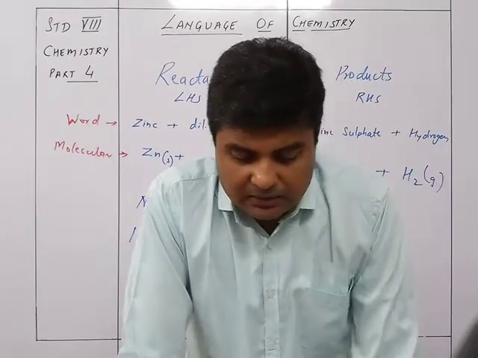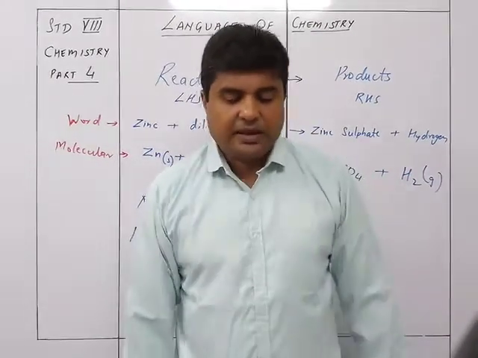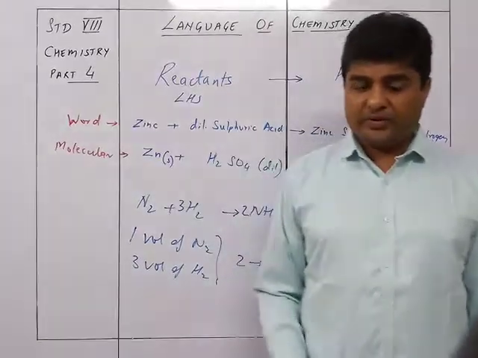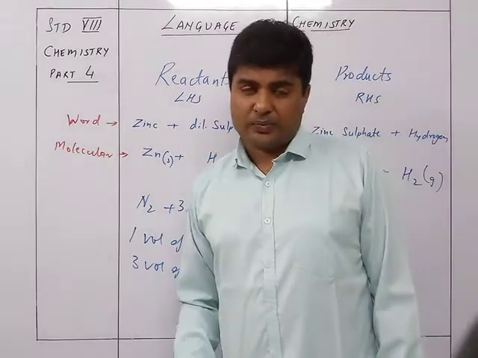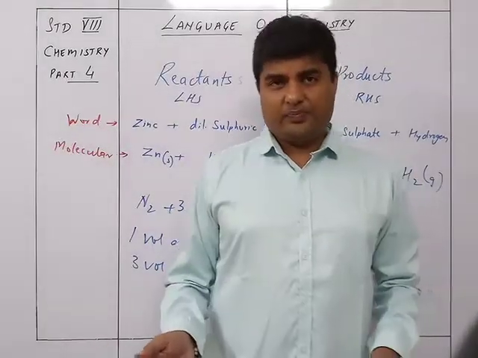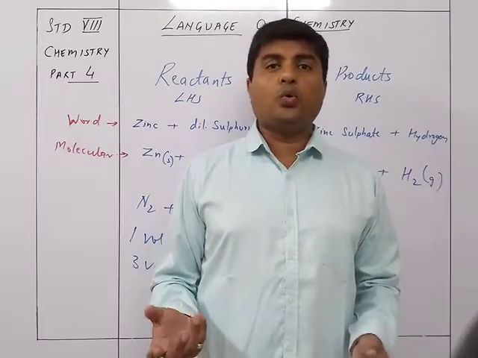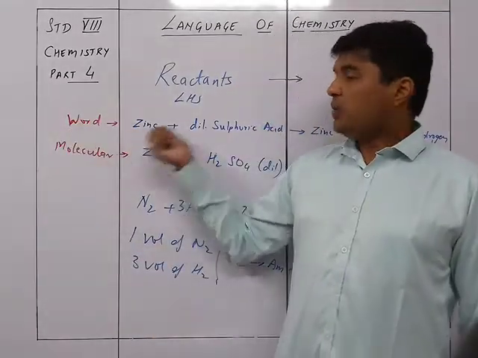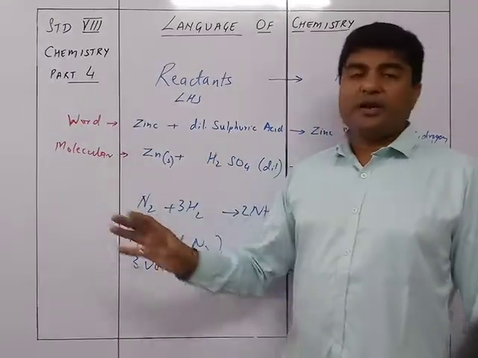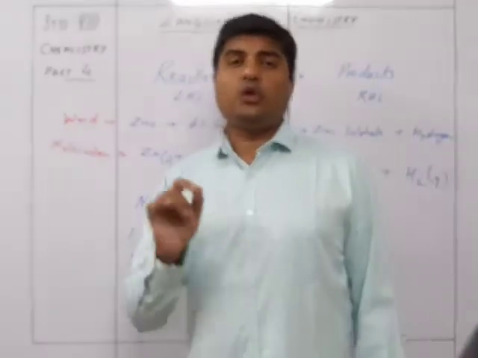Now we can see the next thing, and that is chemical equations can be of two kinds. One is a balanced equation and the other is an unbalanced equation. Of course, you are not going to use any unbalanced equation. Unbalanced equations can be written only in the form of a word equation. A word equation is never balanced, it's an unbalanced equation. But all the molecular equations will always need to be balanced.